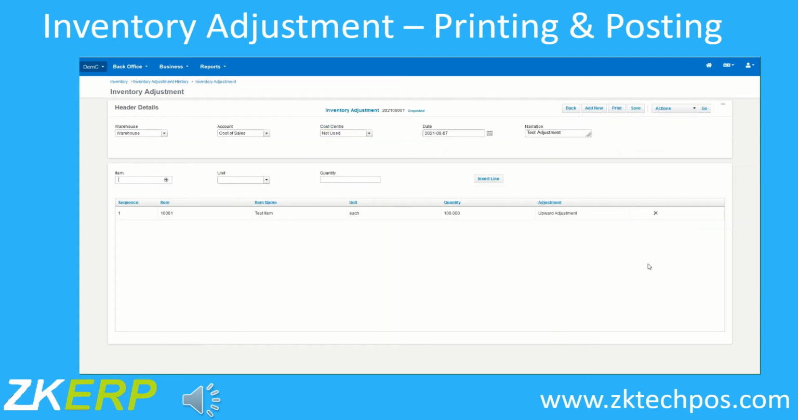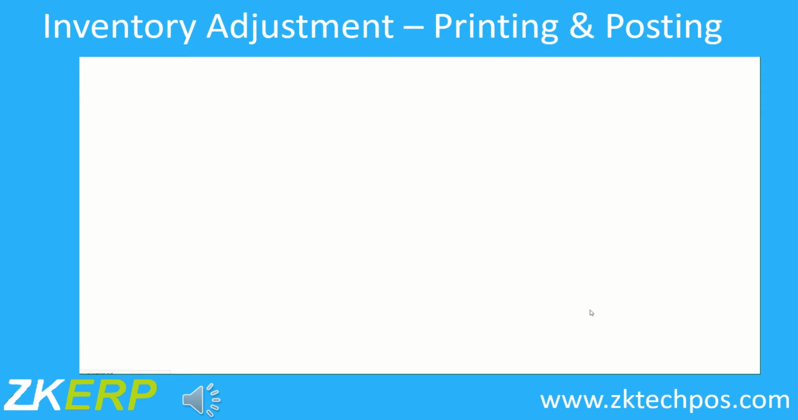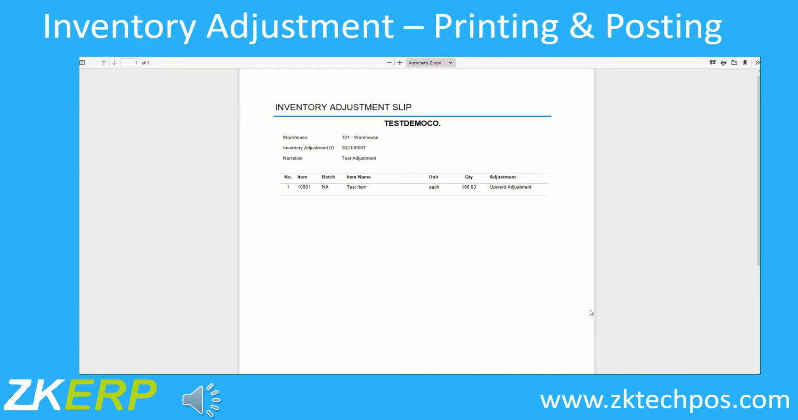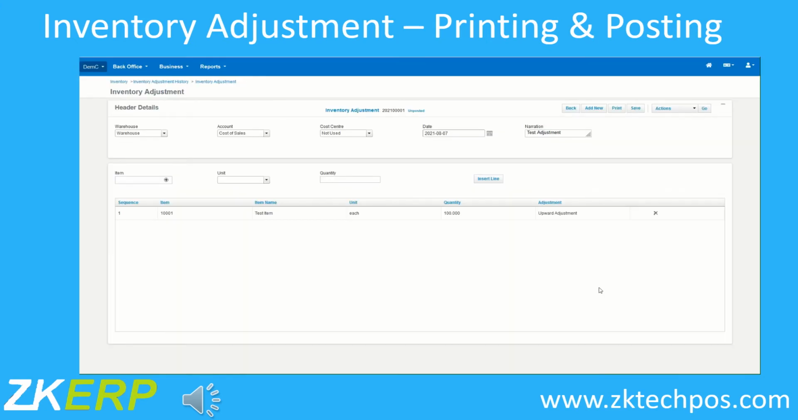Unposted transactions can be edited, printed, or posted by clicking the Edit button against any transaction. Posted transactions can be seen or printed by clicking the View button against the transaction. On clicking the Print button on the top of the screen, the inventory adjustment can be printed. By selecting a suitable option from the Action button and clicking the Go button, an inventory adjustment can be posted.